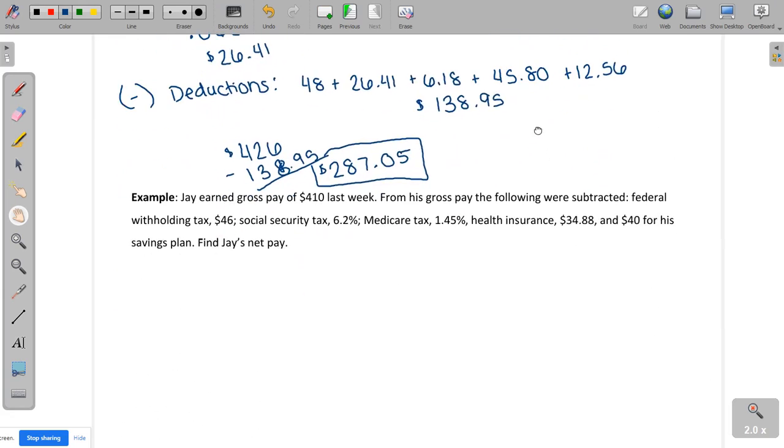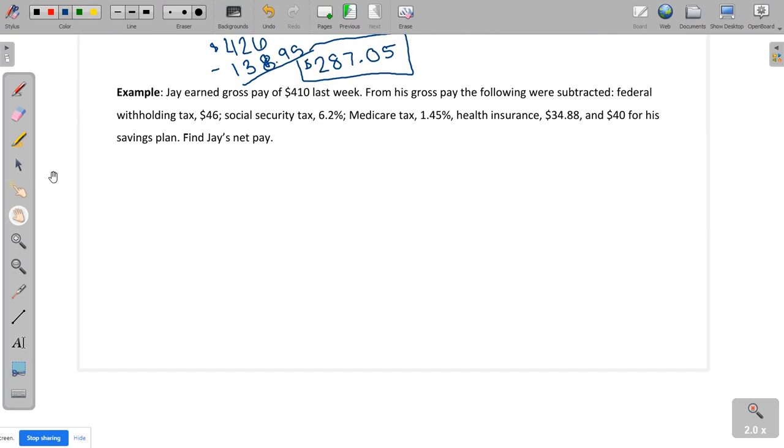Okay, let's look at the last example here. Jay earned gross pay of $410 last week. From his gross pay, the following were subtracted: federal withholding tax of $46, Social Security tax 6.2%, Medicare tax of 1.45%, health insurance of $34.88 and $40 for his savings plan. We need to find Jay's net pay.